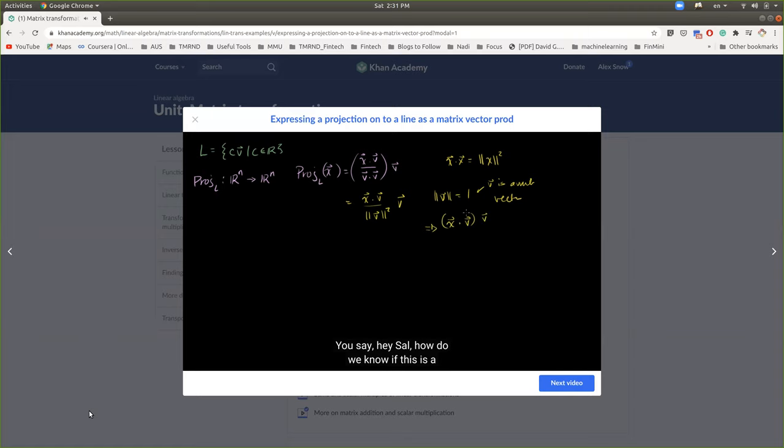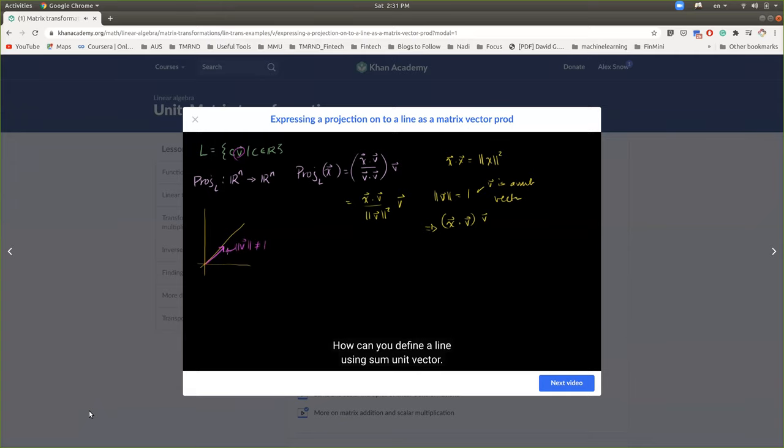You're saying, hey Sal, how do we know if this is a unit vector or not? And what you can realize is that, let me draw it this way. When I drew it in the previous video, I just picked a line like that. And the line can be really defined, this vector v in the line, to be any of the vectors that's contained in the line. So the vector v could be like that. So let's say someone gives you a vector v that isn't a unit vector. So let's say that the length of v is not equal to 1.